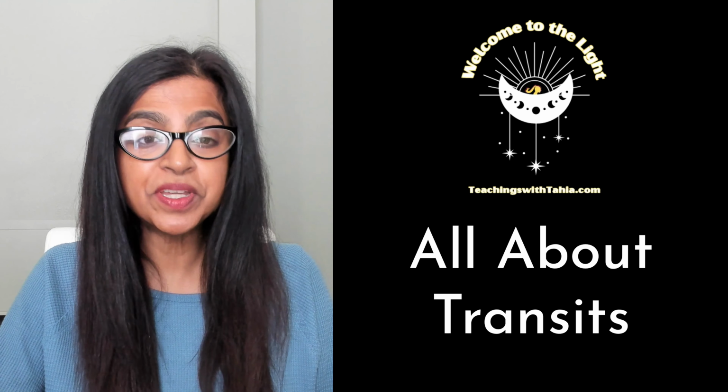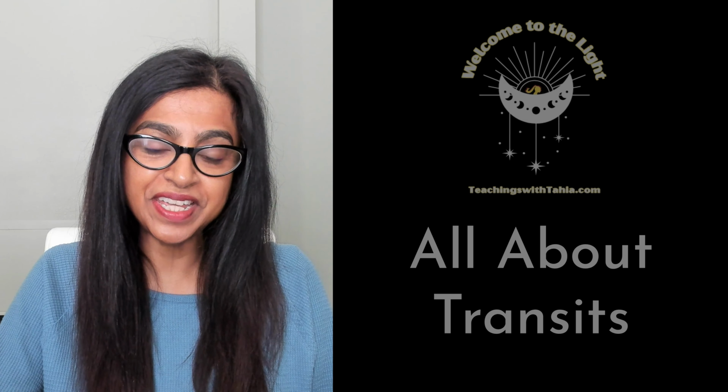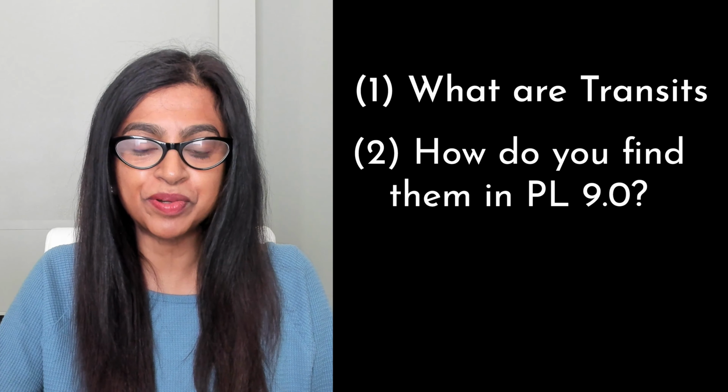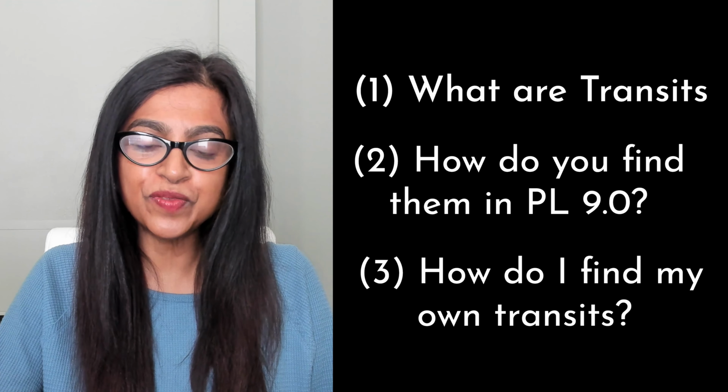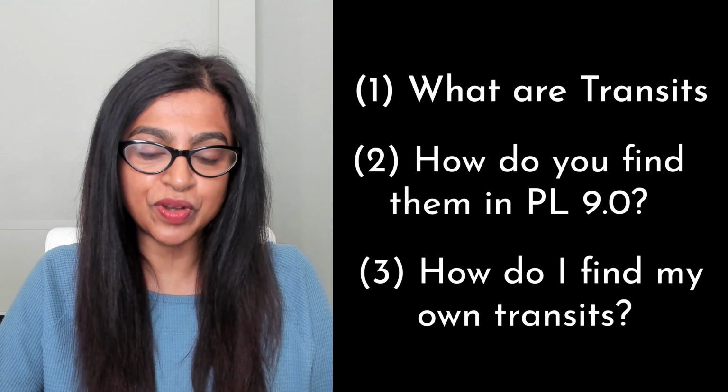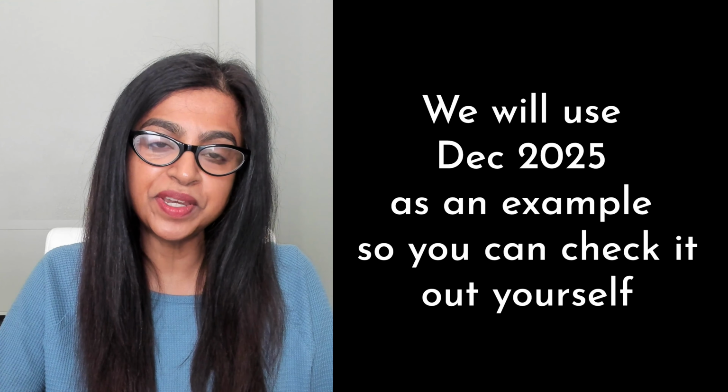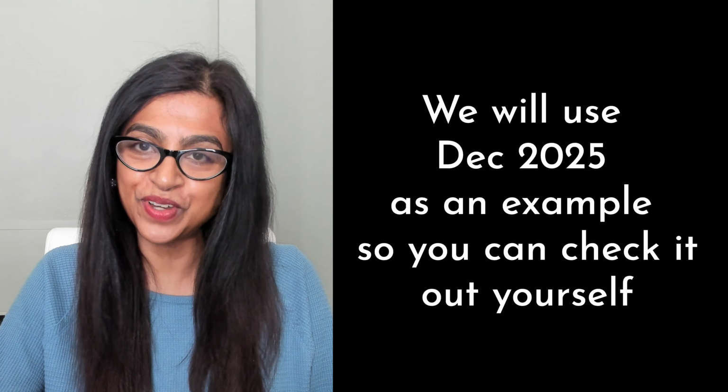Hi, guys. Today I'm going to talk about transits. Specifically, what are they? How do you find them in Parashara's Light 9.0? And then how do you find your own transits in your own chart? And I'm going to use December 2025 as an example, how you can figure this out for yourself.